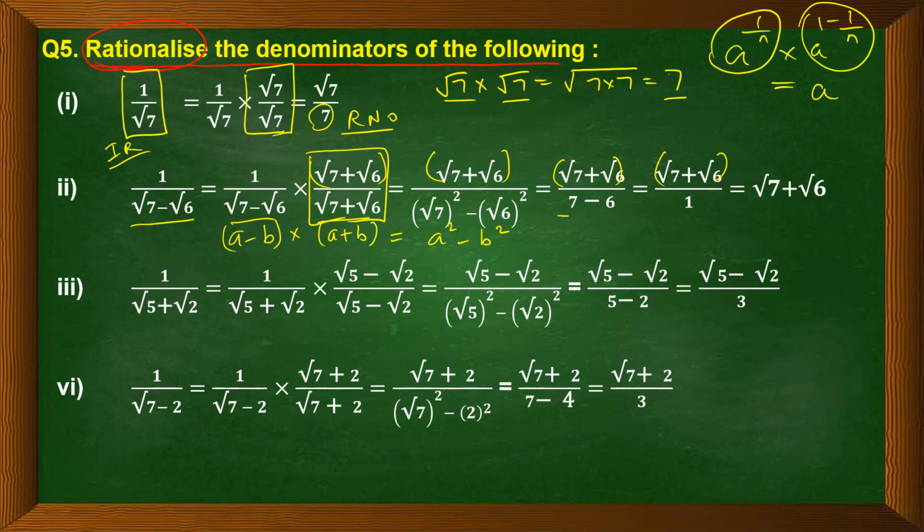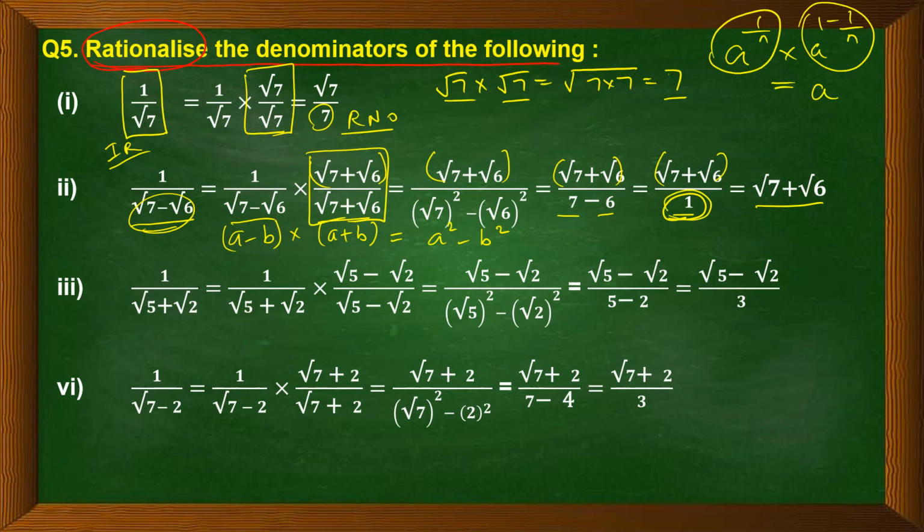Square of root 7 is 7, square of root 6 is 6, 7 minus 6 is 1. Now this is a rational number, which we can omit also. We can say the answer is root 7 plus root 6. So basically we have converted the irrational denominator into a rational number, right?